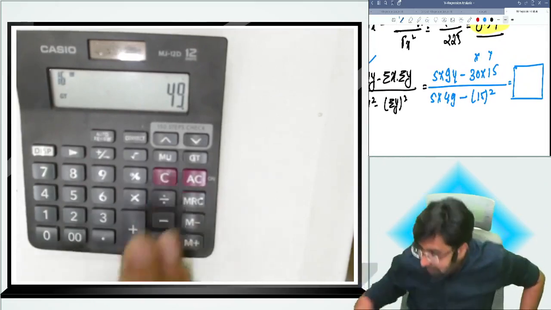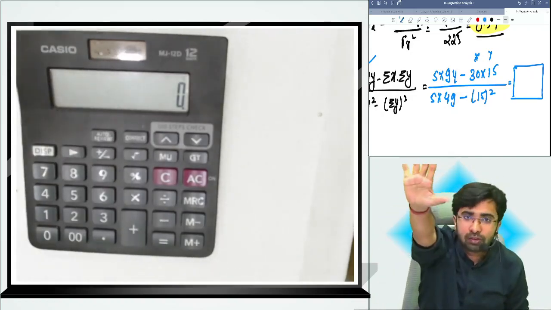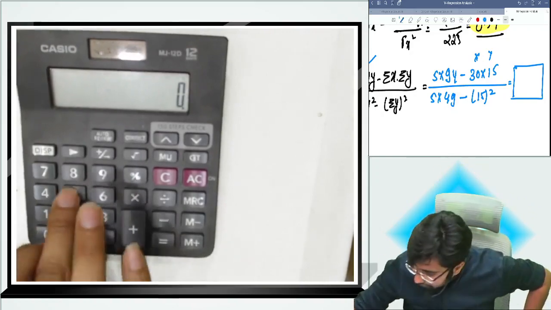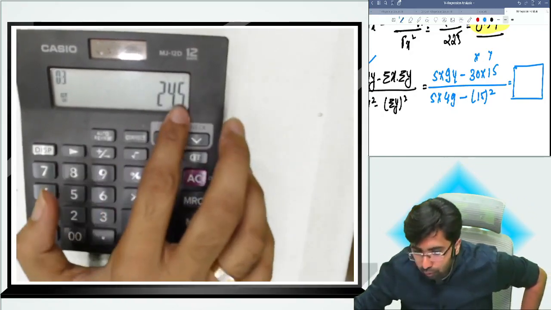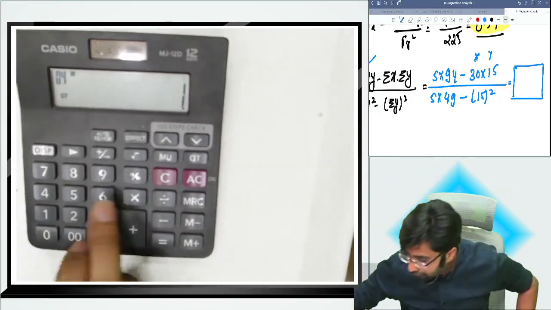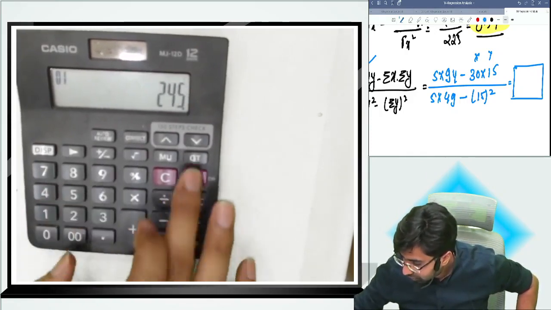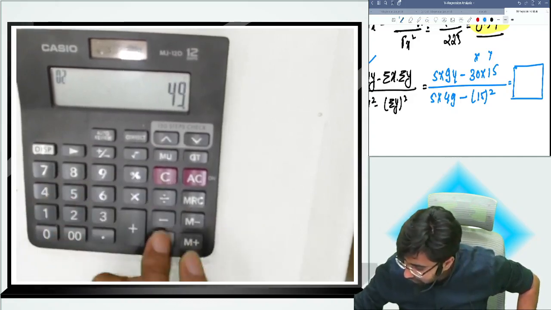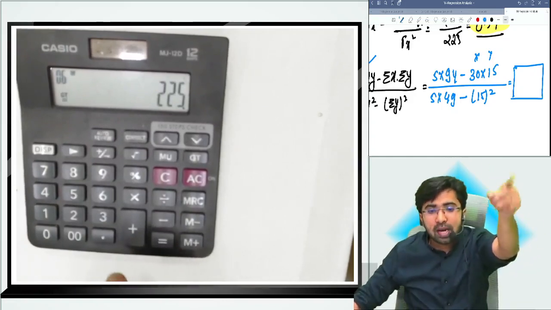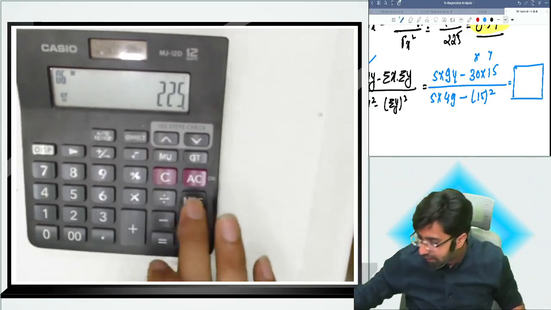See, I will suggest whenever you want to solve this kind of equation, always solve the denominator part first. Okay? Always solve the denominator part first. Guys, let's do this. 5 into 49 equal to 245, M plus. Done? Everyone done this? Now 15 into 15 is equals to 225. Guys, should I M plus or M minus? M minus. I want the net resultant, MRC.